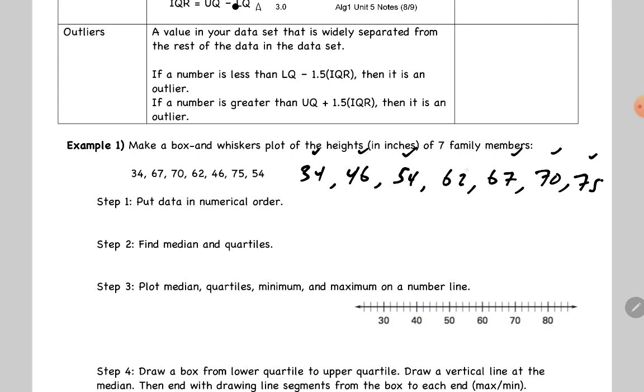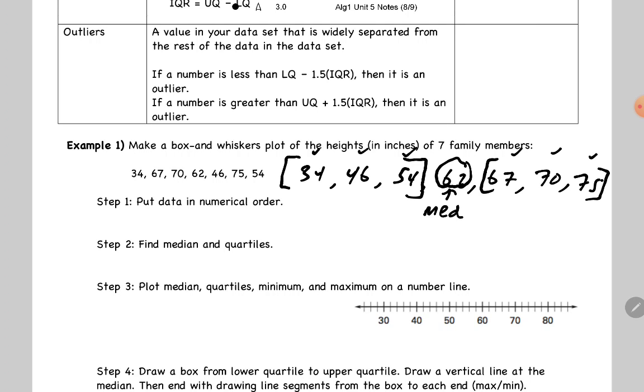Okay, so we do have a median, a middle number. So this is the median. I like to circle that. And what the median does is helps us split the data in half. So we have this section, and then we have this section, lower and upper half.